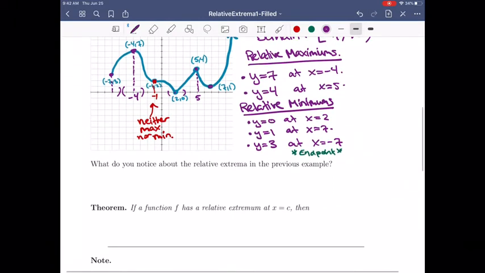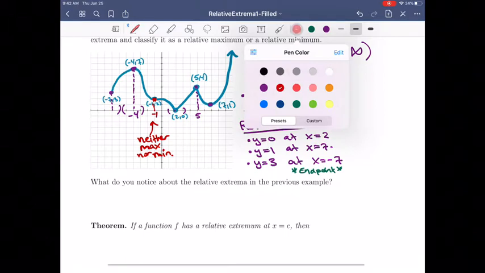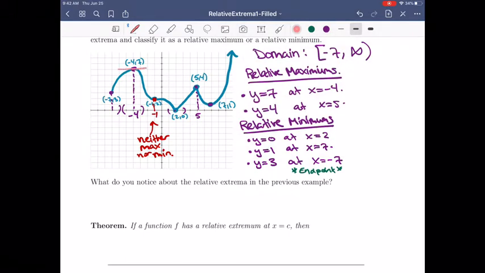Now, what do you notice about all these extrema? If we think about it, I want a different color here. The derivative at this point is 0. The derivative at 7 is 0. The derivative at 5 does not exist. Similarly, at 2, the derivative does not exist. At -1, sorry, the derivative also is 0, but that was not a min or a max.